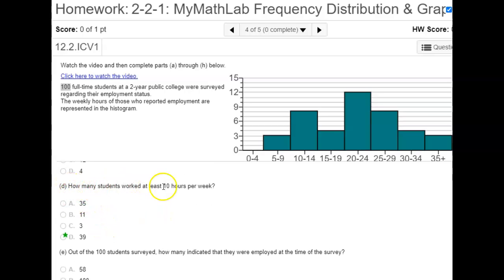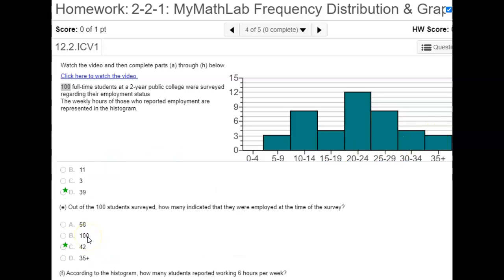How many students worked at least 10 hours per week? All of these groups are at least 10 hours. The only group being left off is the 5 to 9 students. So we need to add all these numbers up. An 8 plus a 4. In the 20 to 24 range, we had 12 plus another 8, a 4, and a 3. If you add all those up, you should get 39.